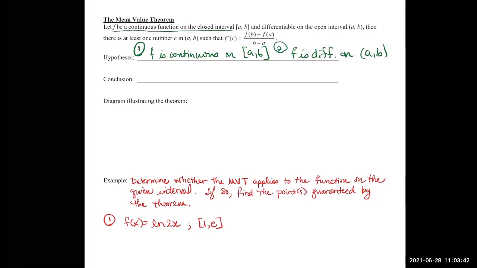So do you see Rolle's theorem has an extra condition? That's why I said it was a special case of the mean value theorem. So the mean value theorem is a more general theorem. So it applies to more functions in more situations. So we only have to have those two hypotheses that are satisfied.